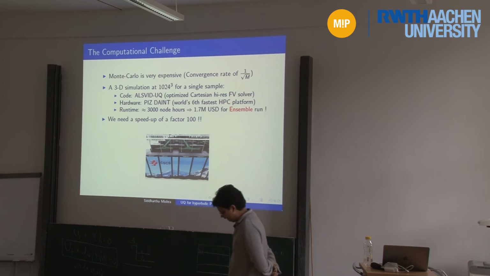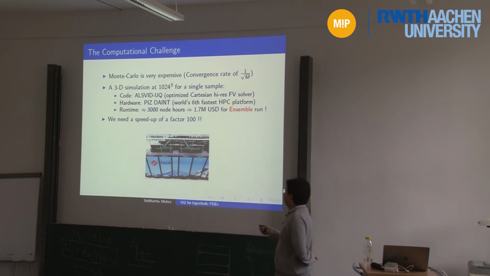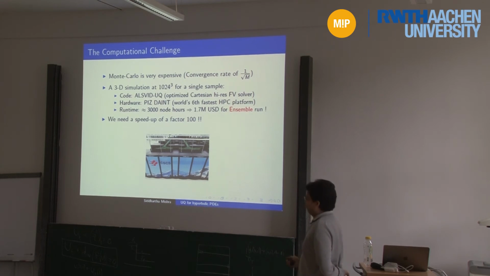1.7 million is a lot of money to burn on a single uncertainty quantification simulation. So we did this calculation a few years back, and I told my PhD students that we need a factor of at least 100. A factor of 100 would get us down from 1.7 million to 17,000, which is still expensive, but it is affordable for a single run. So what do we do in that respect?